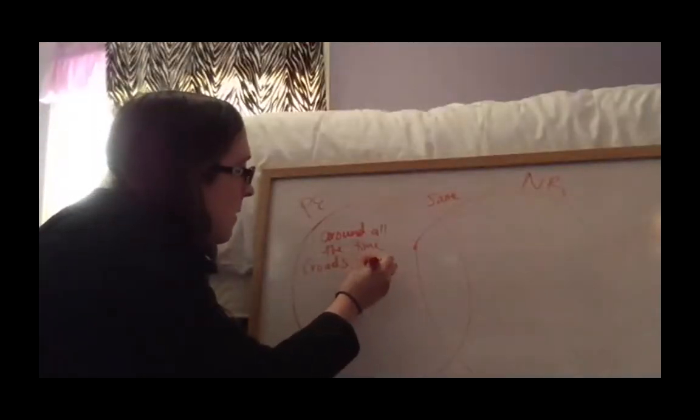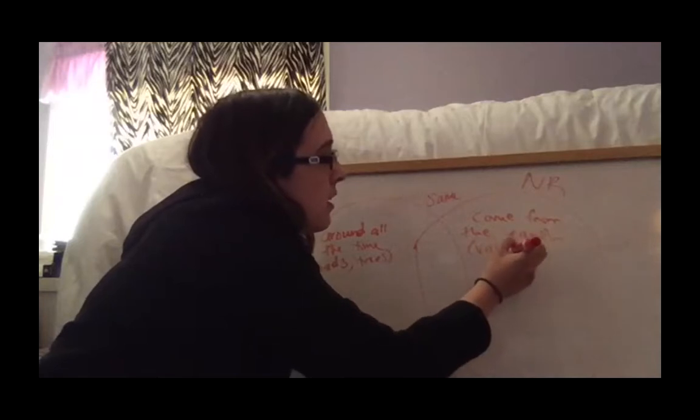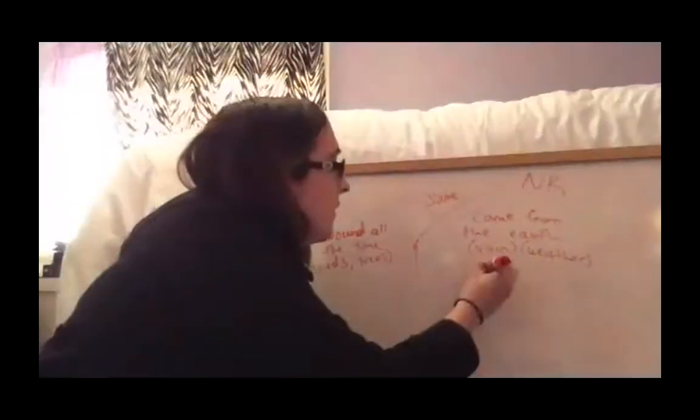The physical environment, that's like the stuff that's around us all the time. Like roads and trees. Natural resources are like things that come from the earth, I guess. Like rain. Like weather. Dirt, soil. Oxygen.